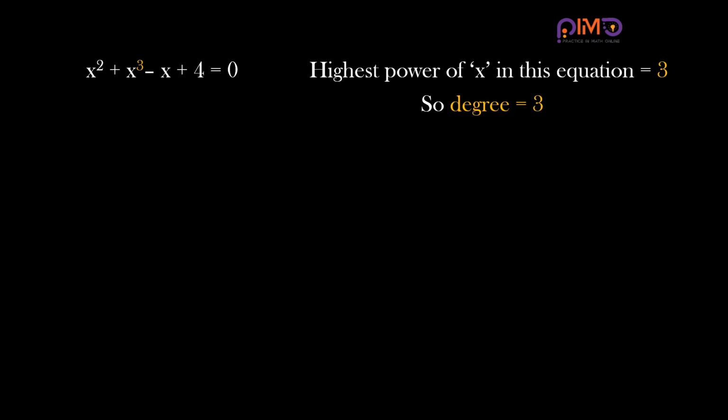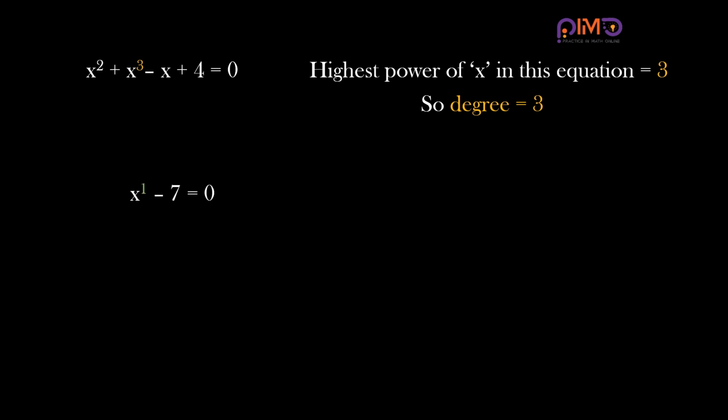x squared plus x cubed minus x plus 4 is equal to 0. The powers that x has in this equation are, the first term has x squared, so the power is 2. Then the second term has x cubed, so the power is 3. Then the third term is just x, so the power is 1. And the fourth term is a constant, that is 4, so the power of x here is 0. But what is the highest power out of all of these? It's shown in orange, that is 3. So the highest power of x in this equation is 3, so degree is equal to 3.